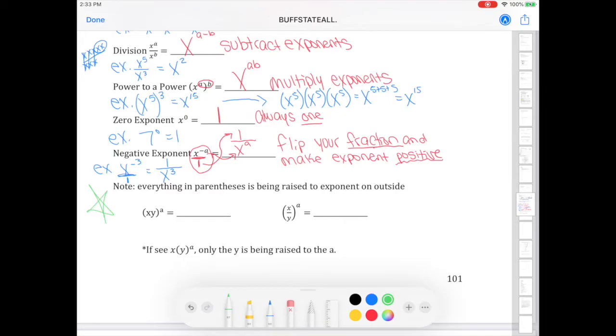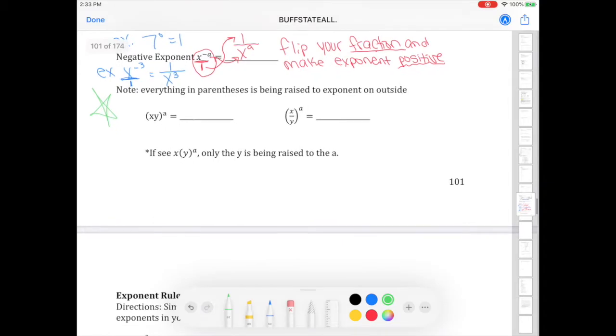All right, these next two aren't rules, but they're so important for applying these exponent rules. So a little note, everything in the parentheses is being raised to the exponent on the outside. So when you see an exponent on the outside of the parentheses and more than one thing inside of the parentheses, all of it on the inside is being raised to that exponent. So this right here, xy to the a, notice the x and the y are both in the parentheses. So this is actually x to the a and y to the a. They're both being raised to it.